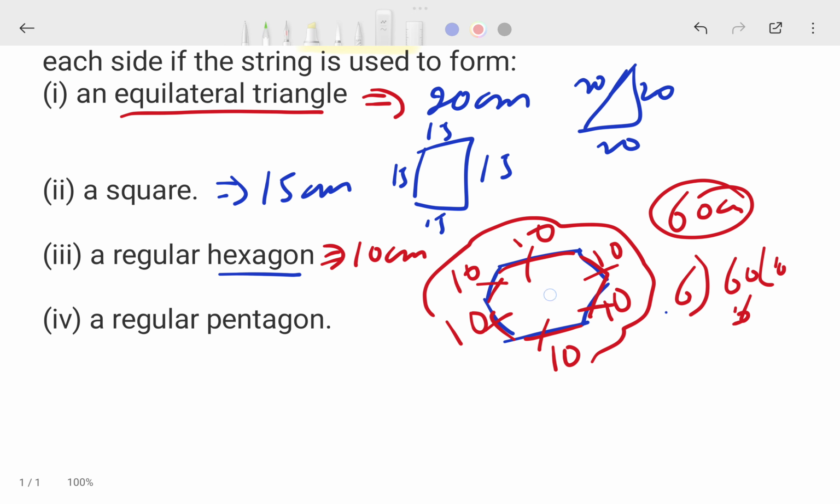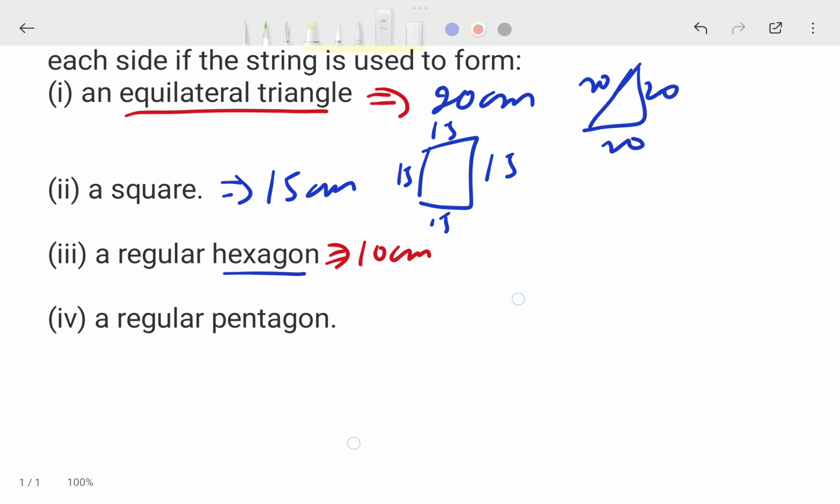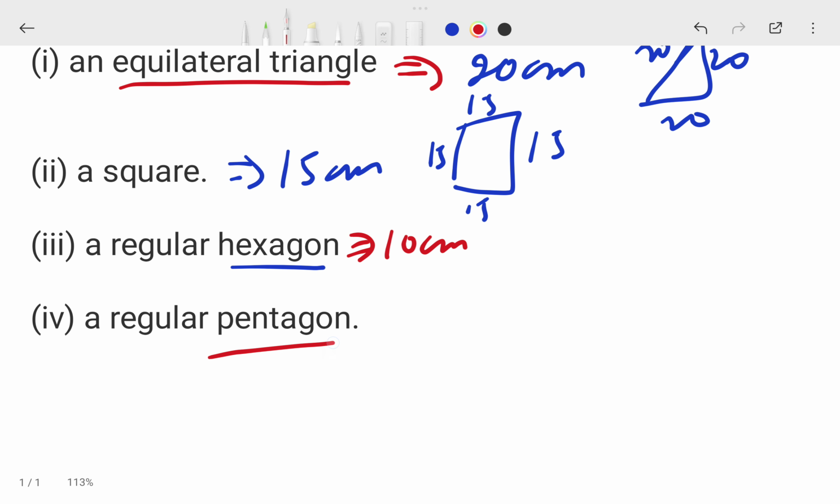Okay, is it clear? Right. So now let's talk about the pentagon. A pentagon has 5 sides like that. I don't remember the exact figure of a pentagon, but generally it's like that. Let's count: 1 2 3 4 5 sides are there. So this is a pentagon.